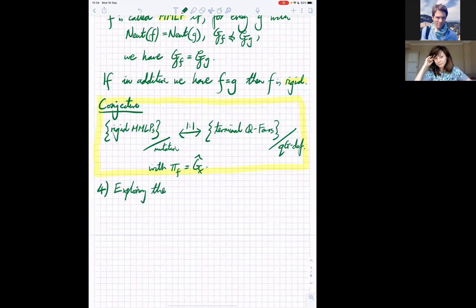So I'm running massively under time. Turns out that writing on a tablet is much faster than writing on a board. So you should all probably point out that I'm going too fast.